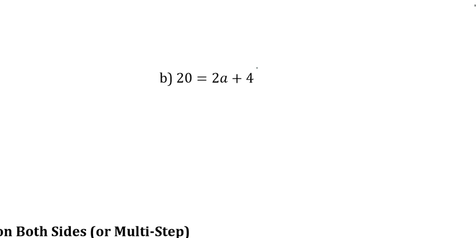Take away 4 from both sides. Very, very good. 20 minus 4, 16. 4 minus 4, gone. Miguel, what's next? And I get 16 divided by 2 is 8 equals 8.